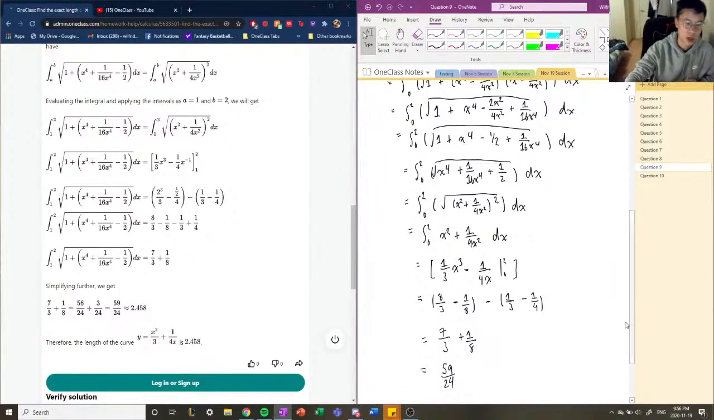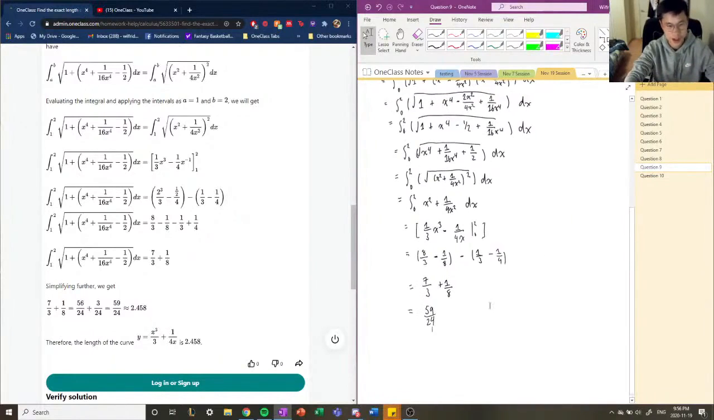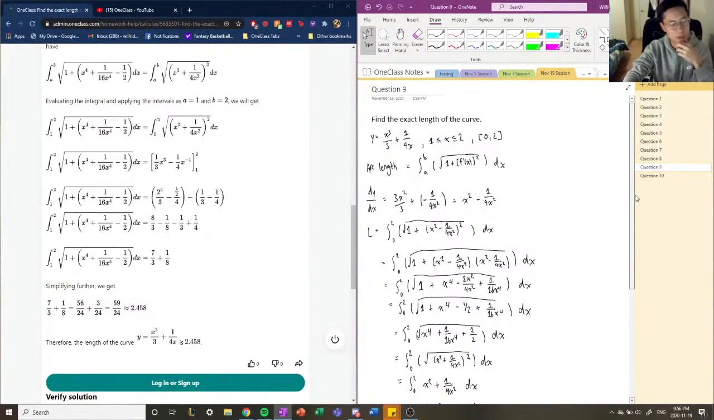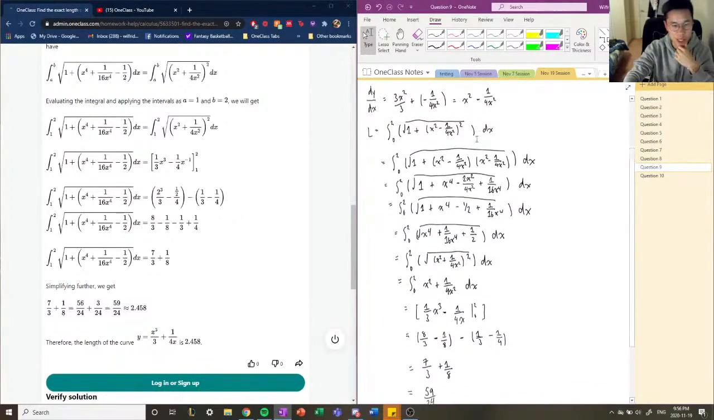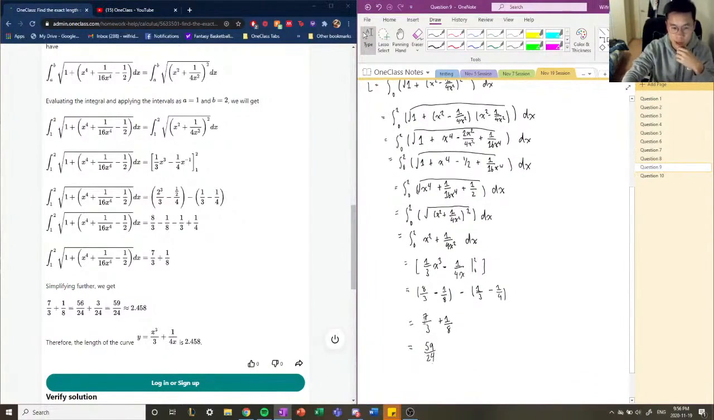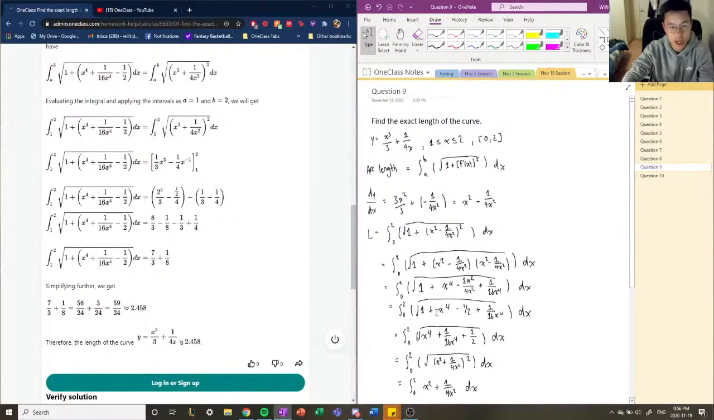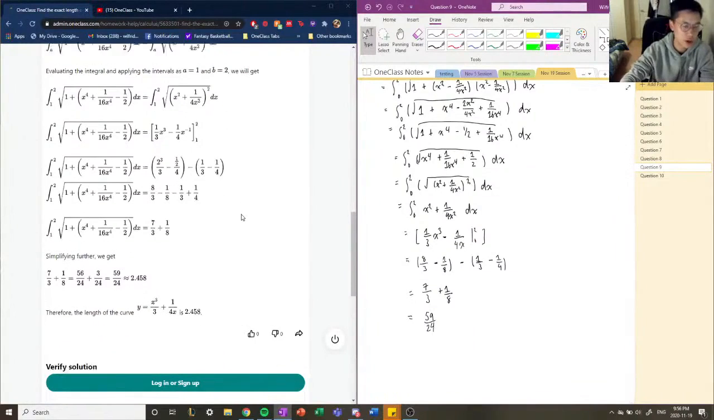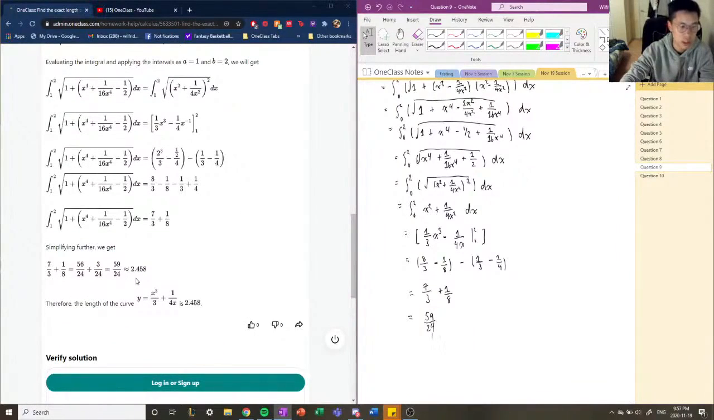So we found our arc length after a long calculation. We used our arc length equation, found our derivative, subbed in everything, simplified, then calculated our definite integral, and simplified and reduced all our fractions until we got 59 over 24. Now we know that the curve of x cubed over 3 plus 1 over 4x on the interval 0 to 2 has an arc length of 59 over 24, or in decimals, 2.458.